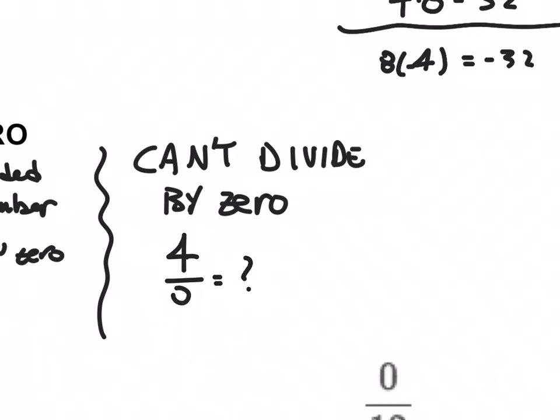That means you have to think about it like this: 0 times some number is going to give you 4. But that doesn't work, because if you take 0 times any number, you're going to get 0 out of it. You can't get a number out of this. And also think about this.